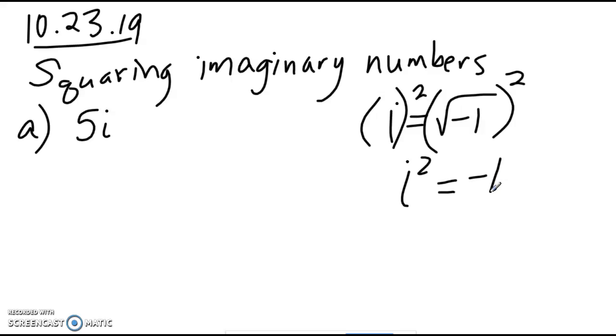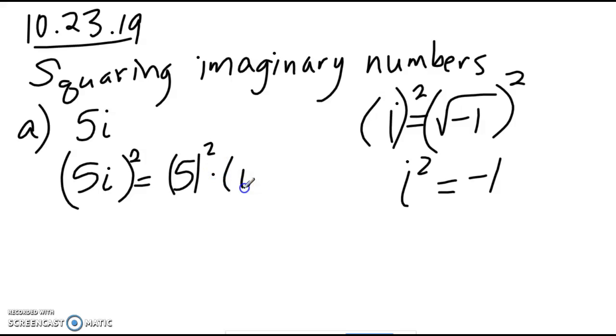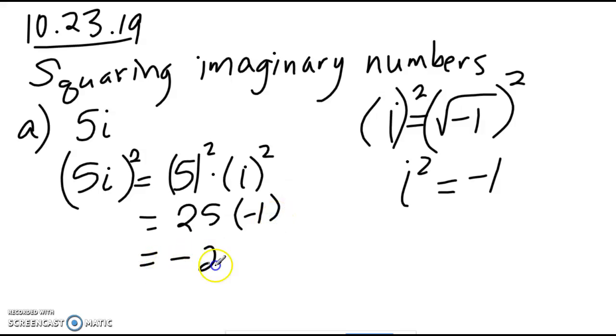So let's remember that when we're working with 5i that we want to square. So we want to square the term 5i. That involves squaring both the 5 and the i. So 5 squared, 25. i squared, we said, is -1. So 5i squared is -25.